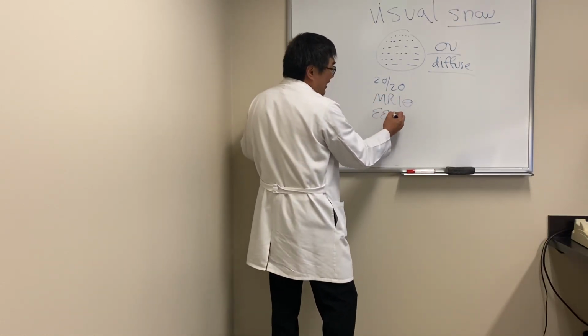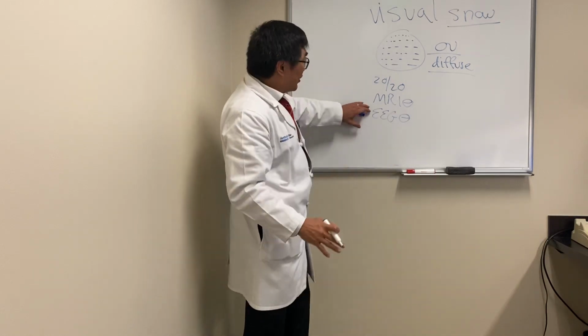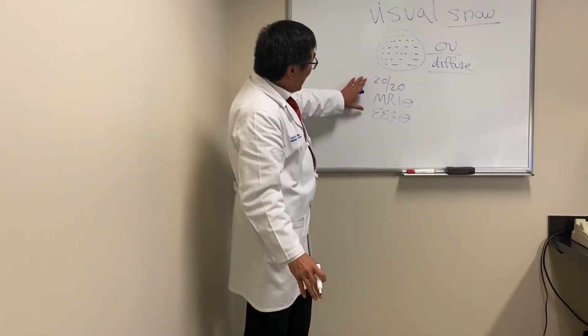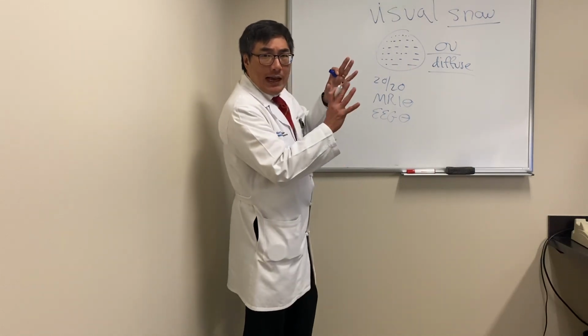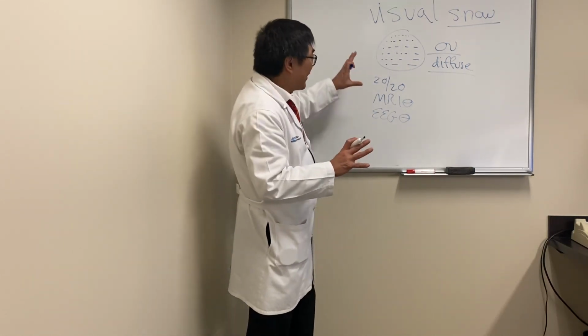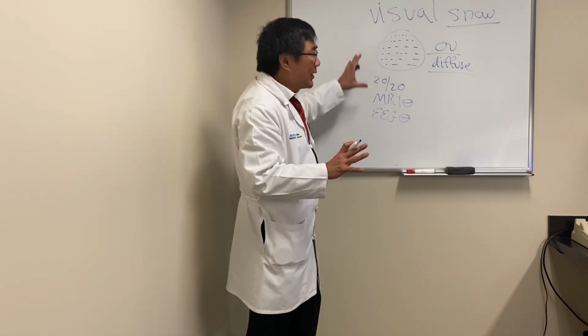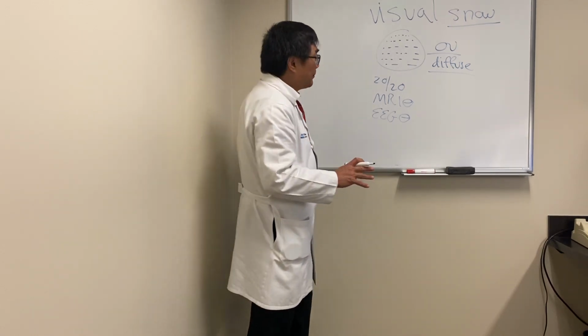You could do an EEG to look for seizure activity, but almost always it's normal. And PET scans and functional MRI scans in the visual snow people have shown hypermetabolism in the lingual gyrus. So there is a radiographic correlate to what they're describing as visual snow.